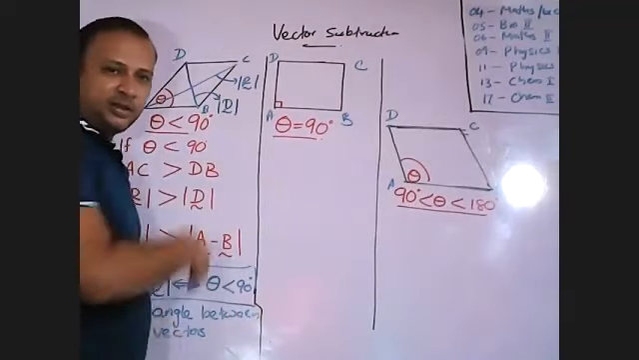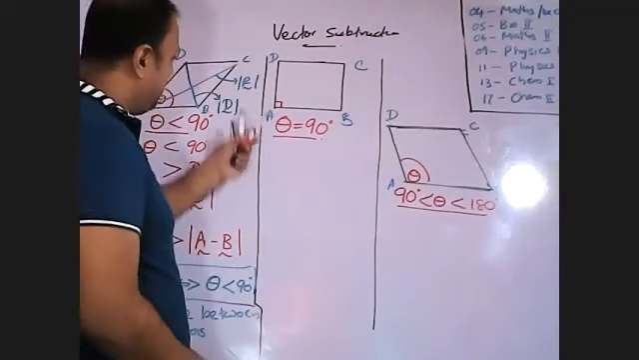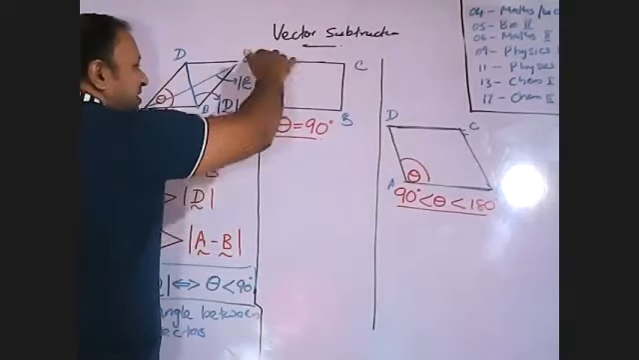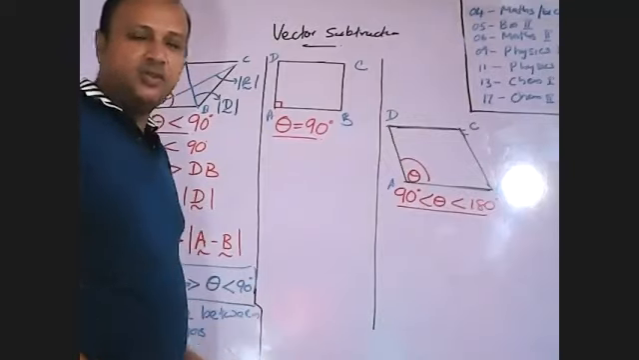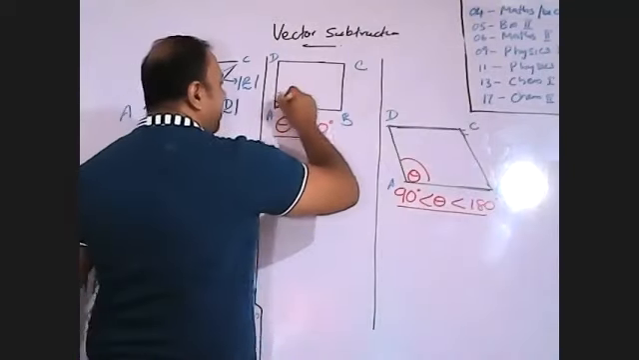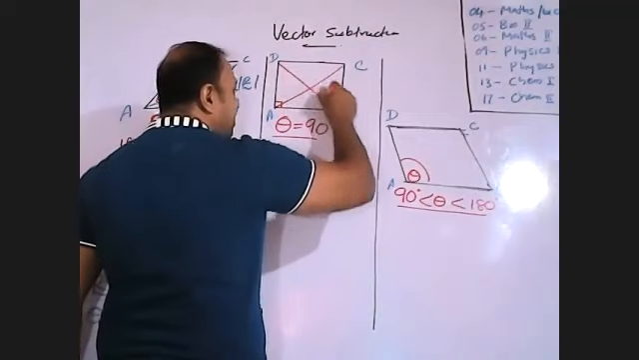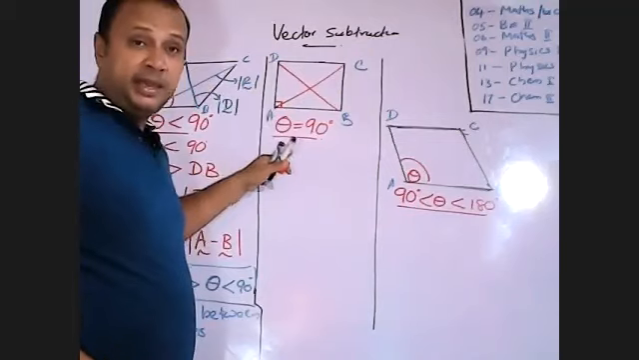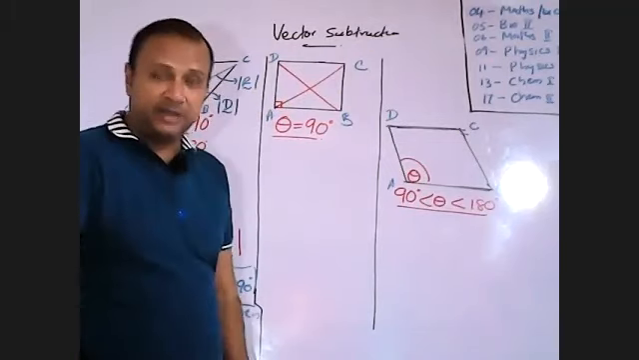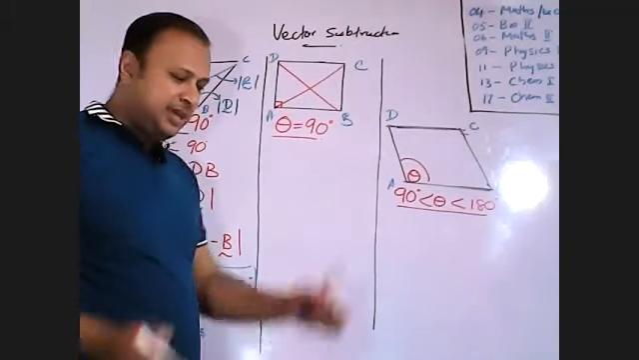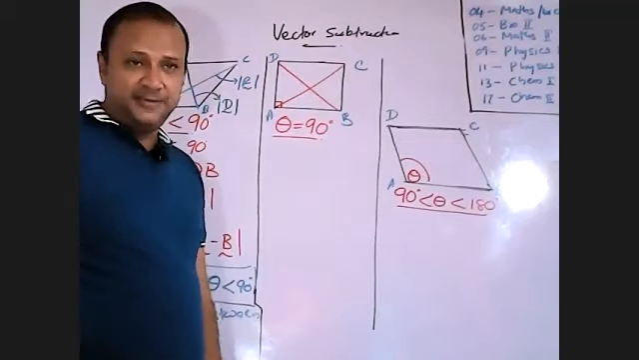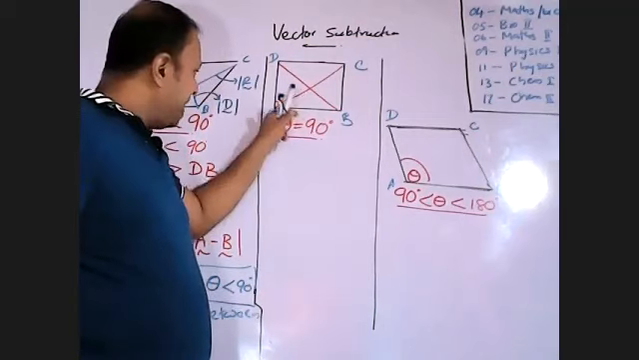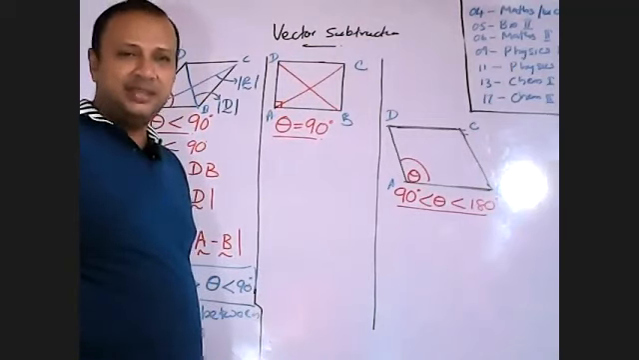Now you can go to the next slide. If the angle is 90, you can clearly see the length of AC and the length of DB are equal in magnitude. In squares and rectangles, the diagonals are equal in length. So if the diagonals are equal in length, this angle should be 90.